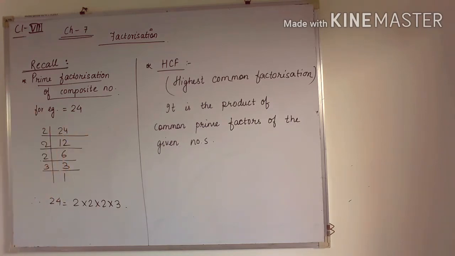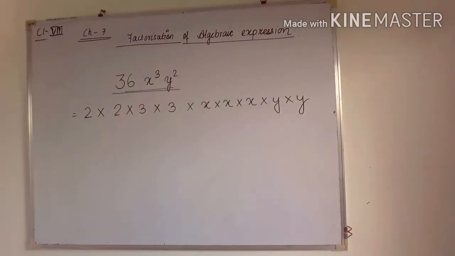We have to do the same thing. For example, if you have to find the prime factorization of an algebraic expression, then you have to break the algebraic expression, factor the algebraic expression, and finally you will get the factorization. Like this only we are going to discuss the HCF. Let us start the first topic of this chapter, that is factorization of algebraic expressions and how to find it.